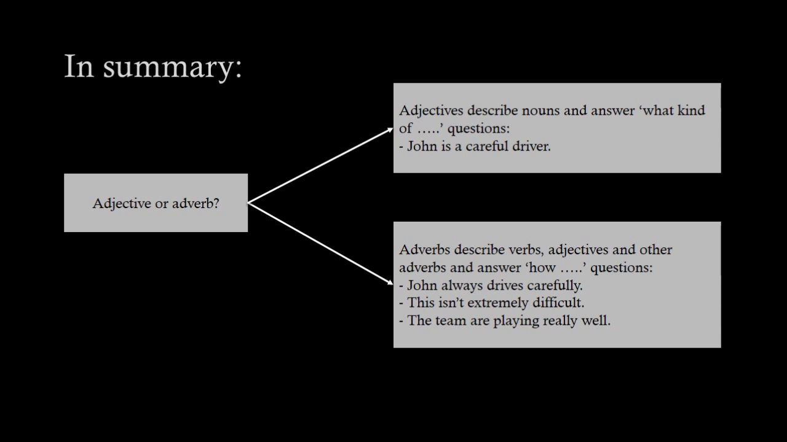Second example. This isn't extremely difficult. Extremely tells us something about the adjective difficult. It is the answer to a how question again, the question being, how difficult is this? Well, it is extremely difficult. Extremely is information about difficult, so it is an adverb.